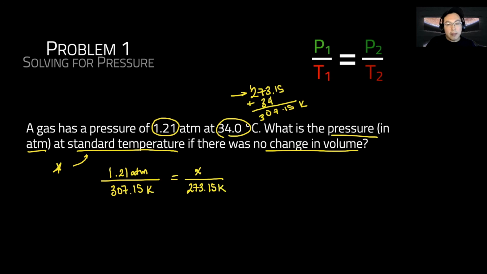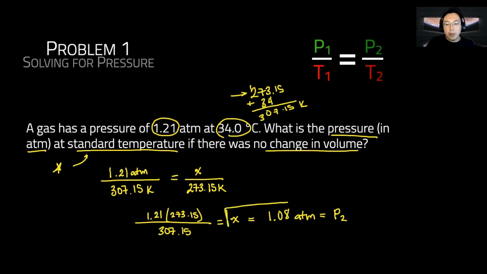Now we solve for X. So we would have 121 multiplied by 273.15 over 307.15 equals our new pressure. You do the math and the answer would be 1.08. We take out Kelvins and the pressure unit is left over. So this is going to be our final pressure, our final answer also, right?